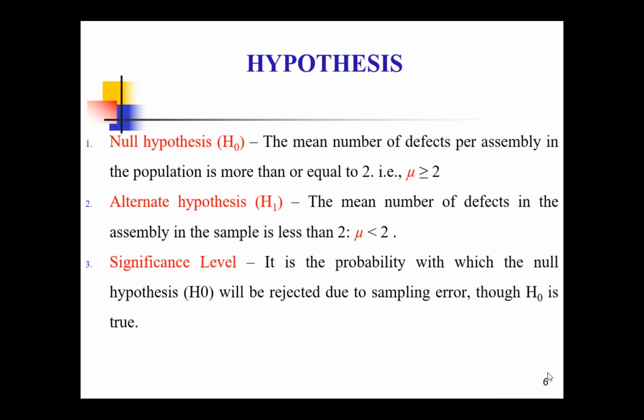Now we come across another term, that is, significance level. It is the probability with which the null hypothesis is rejected due to an error.